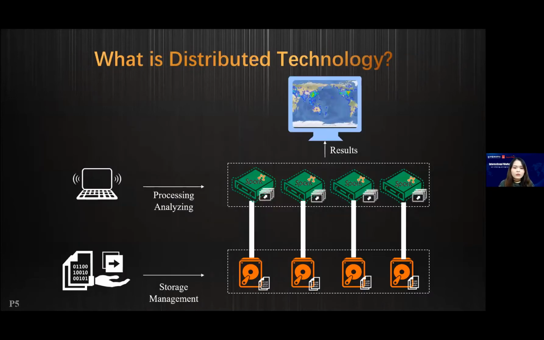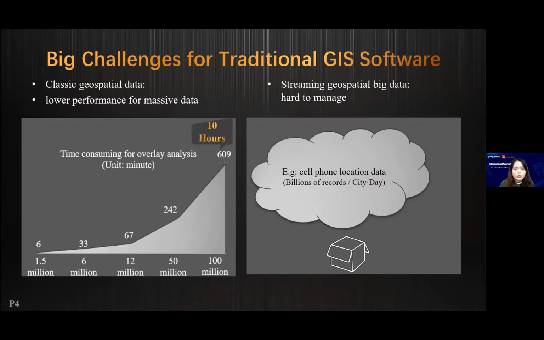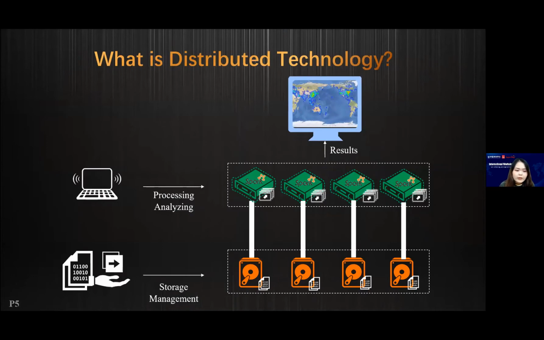With this large amount of data, what should we do? If we manage and store them distributedly and also do analysis and processing on multiple machines at the same time, we will have a much higher working efficiency. It's how distributed technology works.